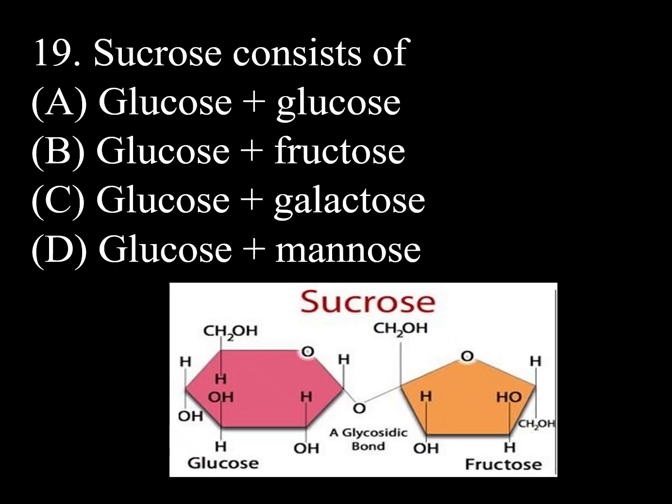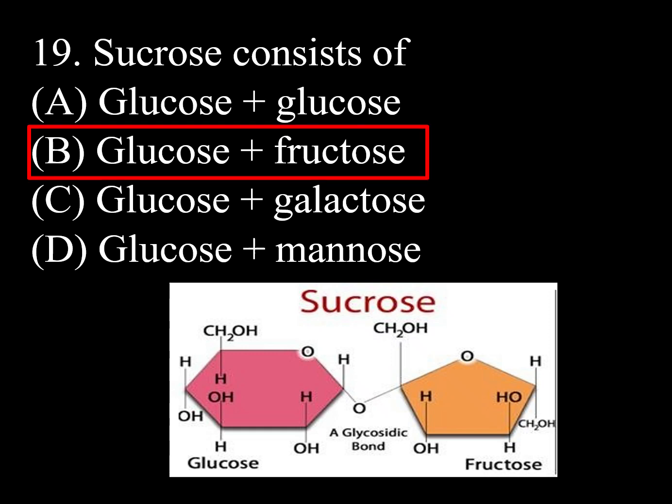Question number 19. Sucrose, which is a disaccharide, consists of: A. Glucose plus glucose, B. Glucose and fructose, C. Glucose and galactose, D. Glucose and mannose. The right option is that sucrose is made up of glucose and fructose. If you can see here in this diagram, glucose and fructose are combined together by a glycosidic bond and they form sucrose.